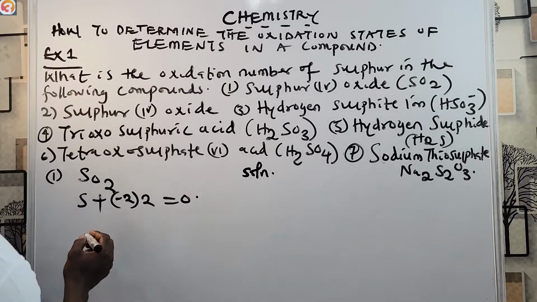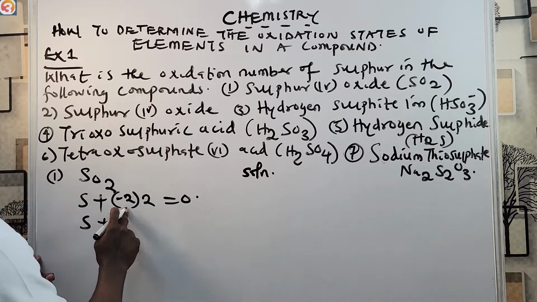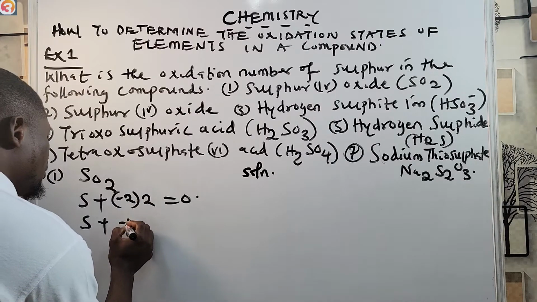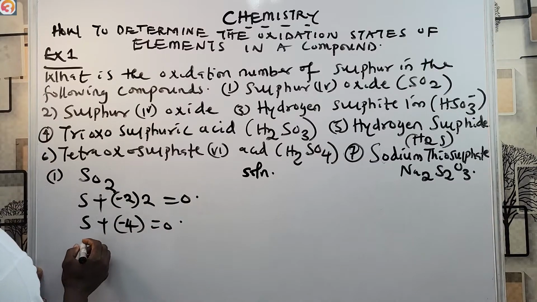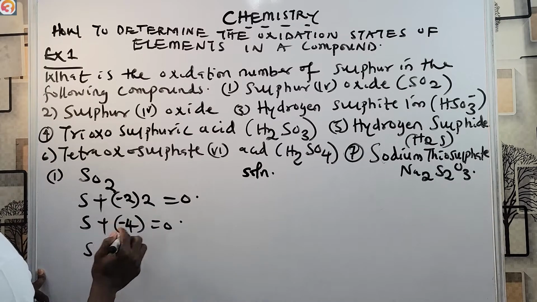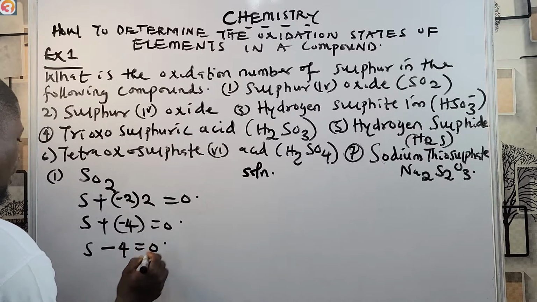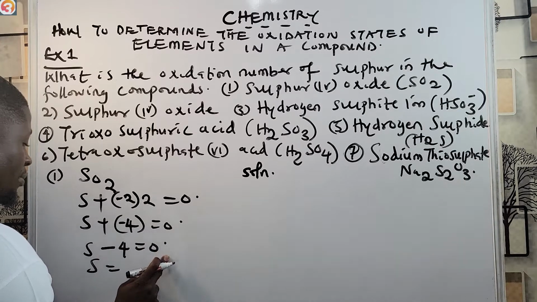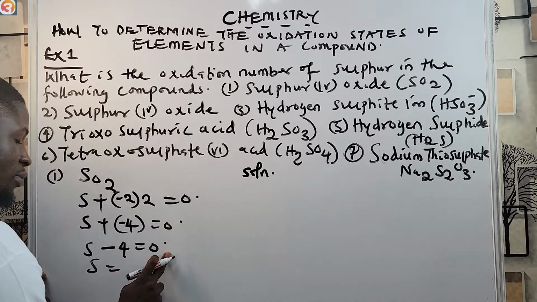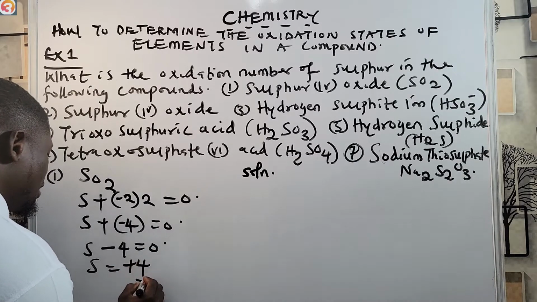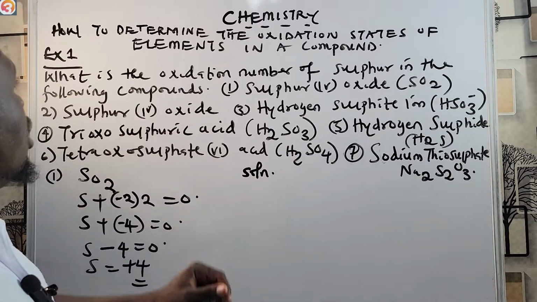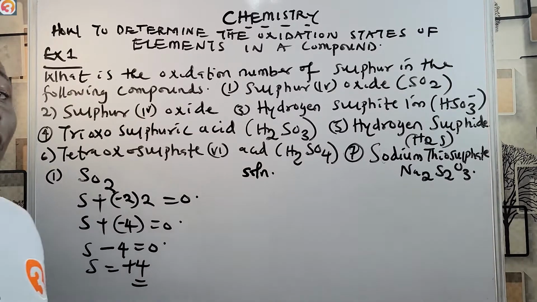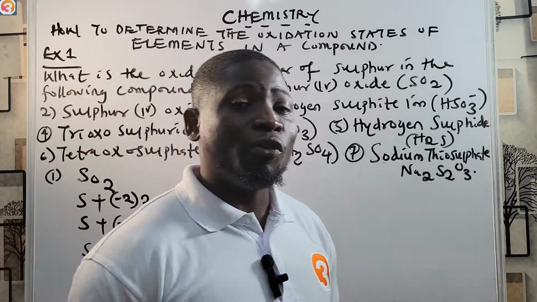All right, so now I'm going to have S plus -2 times 2, which is -4. S plus -4 is equal to 0. And this means that S is equal to -4 moved across, which turns to +4. 4 plus 0 is 4. So I'm going to have +4. That means the oxidation number of sulfur in sulfur 4 oxide is 4. That's why we say sulfur 4 oxide. That's how we call it, sulfur 4 oxide.